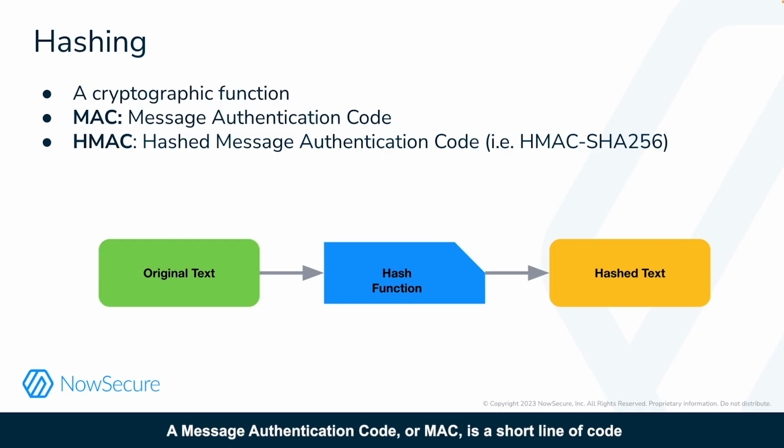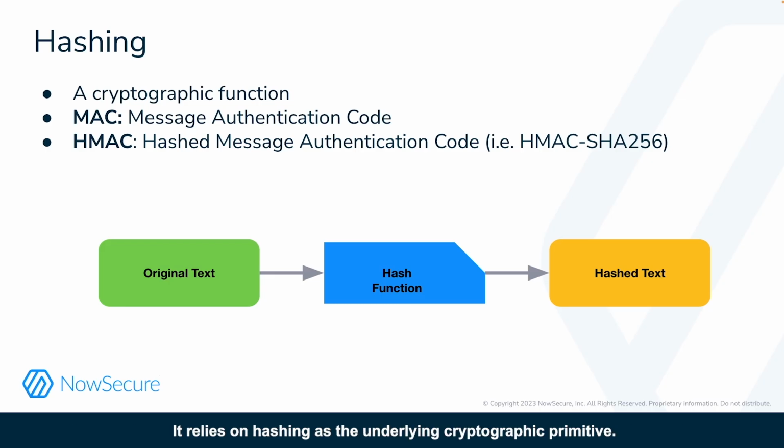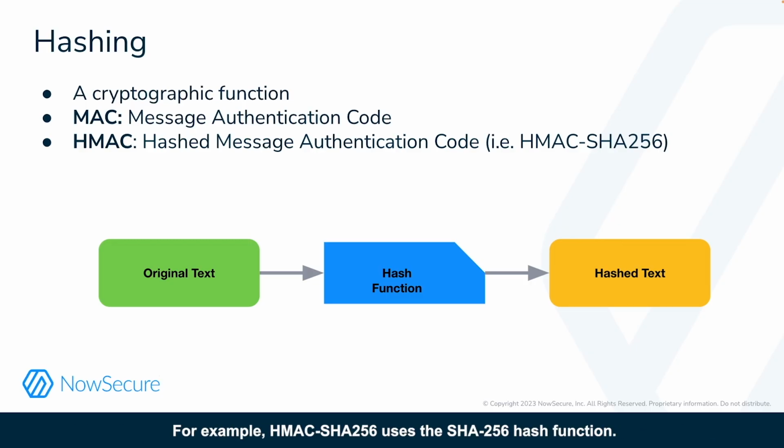A message authentication code, or MAC, is a short line of code meant to verify authenticity of any kind of message. MACs combine other cryptographic mechanisms, such as symmetric encryption or hashes, with secret keys to provide protection for both integrity and authenticity. Hashed Message Authentication Code, or HMAC, is the most commonly used type of MAC. It relies on hashing as the underlying cryptographic primitive. The full name of an HMAC algorithm usually includes the underlying hash function's type. For example, HMAC SHA-256 uses the SHA-256 hash function.